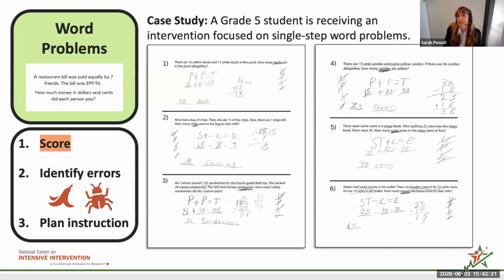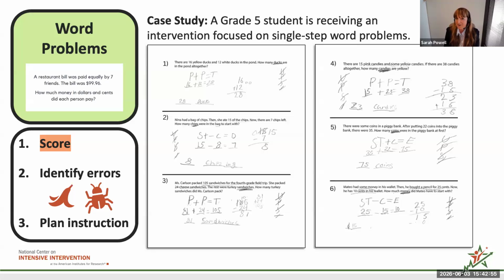And the student has learned a lot about schemas. They've learned about the total schema, where parts are put together for a total. And on this work sample, they've also learned about the change schema, where an amount increases or decreases to a new amount. So where I see P plus P equals T, that is for the total schema. Part plus part equals total. And then where I see ST plus or minus C equals E, that's start plus or minus the change equals the end amount, and that you can use for change problems.